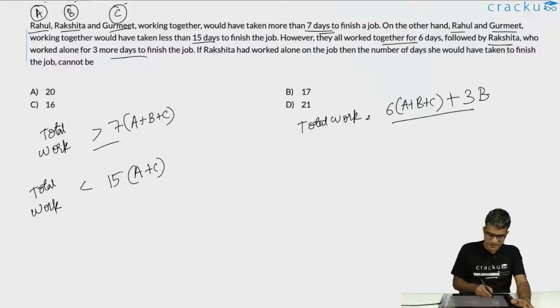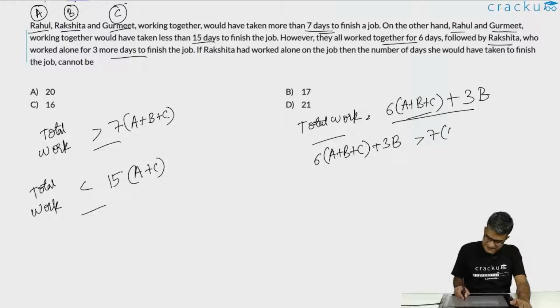Using this, we will get two inequalities, because we know that total work is greater than 7 times (A plus B plus C). So 6 times (A plus B plus C) plus 3B is greater than 7 times (A plus B plus C). This would imply that 2B is greater than A plus C. This is the first inequality that we have.